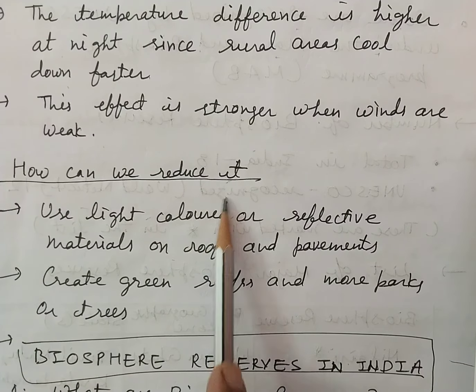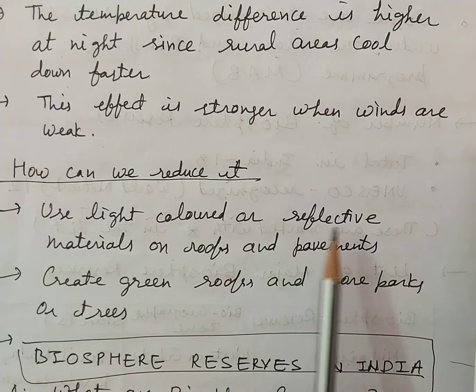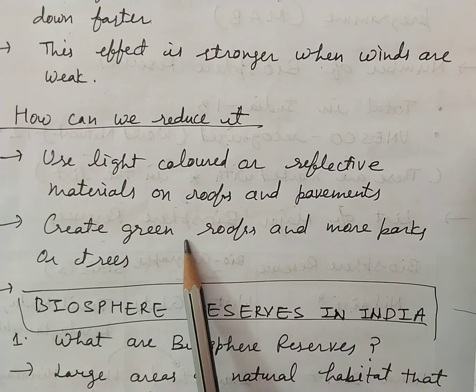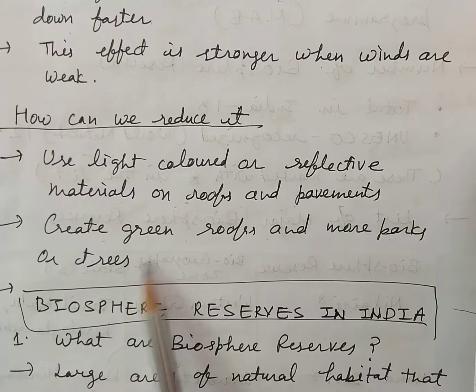How can we reduce it? Use light colored or reflective materials on the roofs and the pavements. Create green roofs and more parks or trees.